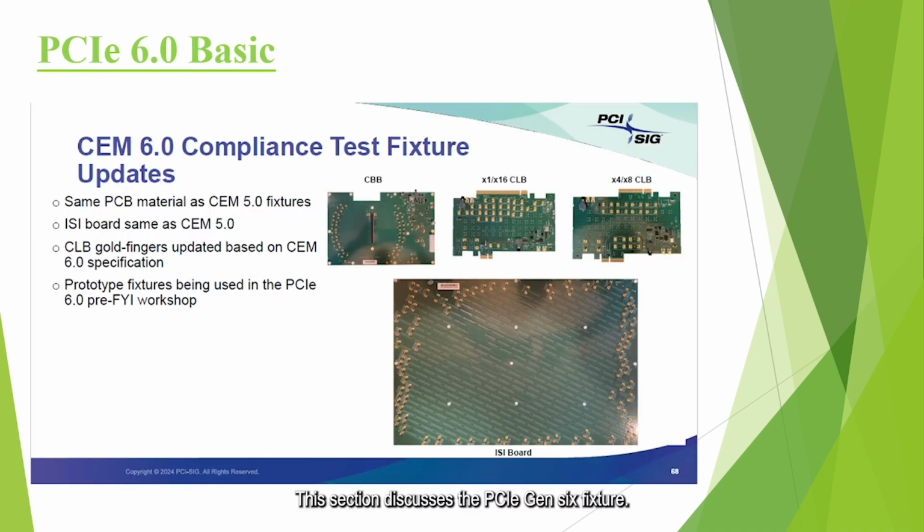This section discusses the PCIe Gen 6 fixture. Although PCIe Gen 5 and Gen 6 use the same PCB material, the fixtures used for Gen 6 are mostly different from those used for Gen 5. In general, Gen 5 fixtures cannot be directly used for Gen 6 testing. However, the ISI board can be continued and shared between Gen 5 and Gen 6.